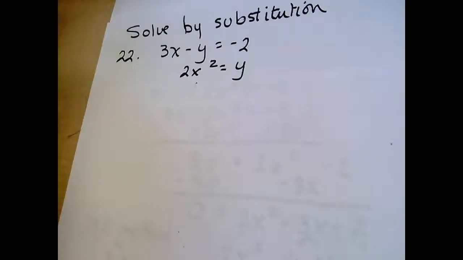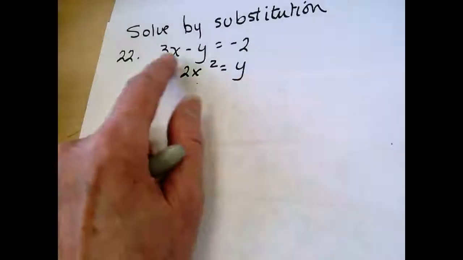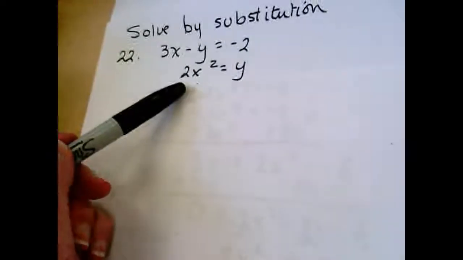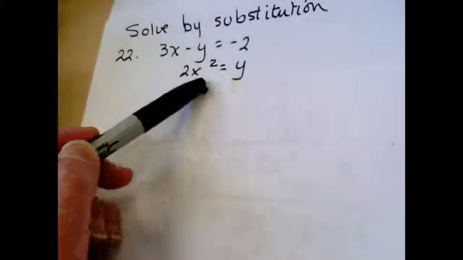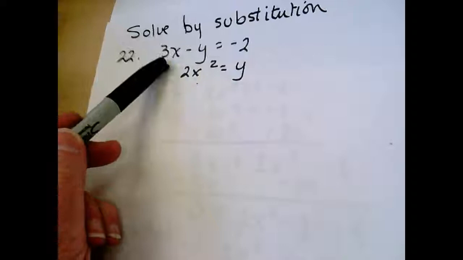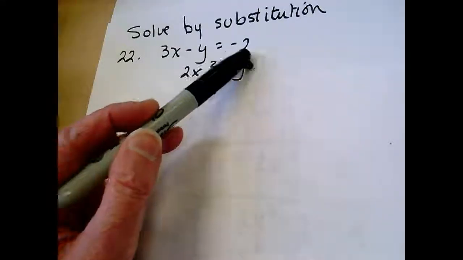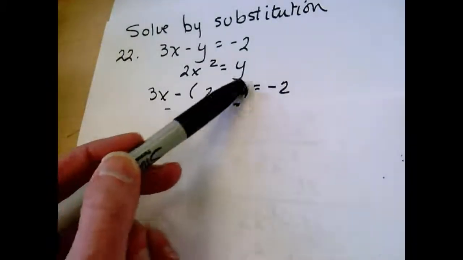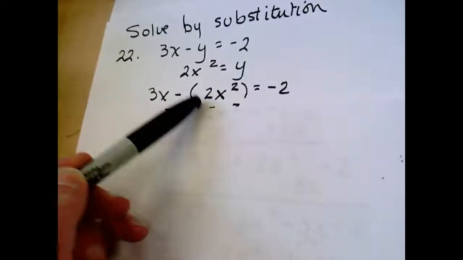Our last way to solve in this section is by substitution. Again, you'll have a parabola and you'll have a line. When we solve by substitution, one of the two needs to be solved for a variable. In this case, my y equals 2x squared is already solved for a variable, so I'm going to write down my 3x minus, leave a spot for the y to go in, equals negative 2. So I have 3x minus, I leave my spot for my y equals negative 2, substitute in my 2x squared.